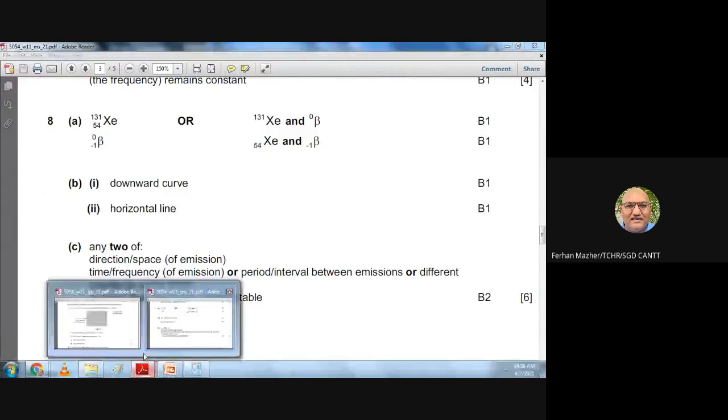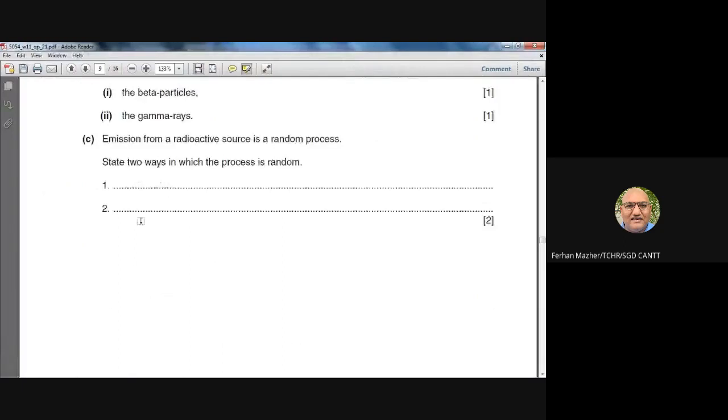Okay. So the next question: emission from a radioactive source is a random process. State two ways in which the process is random. So you see, we normally say that the radiation is a random process. So why do we say the radiation is a random process? I can give you a few logics. If you have a sample of radioactive isotope, you never know which atom will decay. You cannot predict which atom will decay. You cannot predict the time duration between one decay and the next decay.